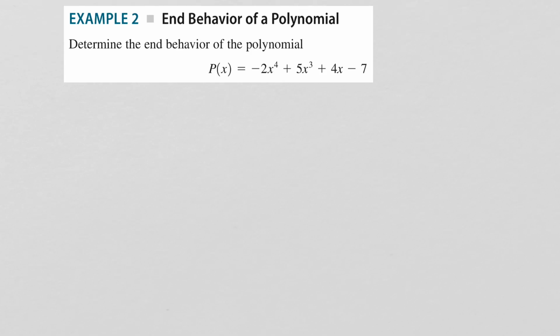Let's determine the end behavior of the polynomial p of x equals negative 2x to the fourth power plus 5x to the third power plus 4x minus 7. First, let's just take note that the highest power is 4, so this is an even degree polynomial. And let's also notice that the leading coefficient is negative 2. So it has a negative leading coefficient.